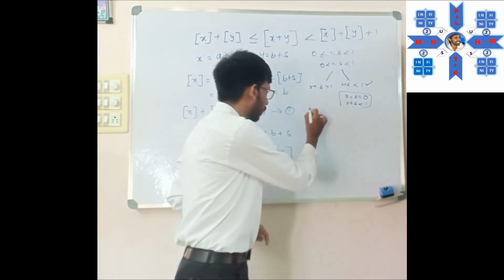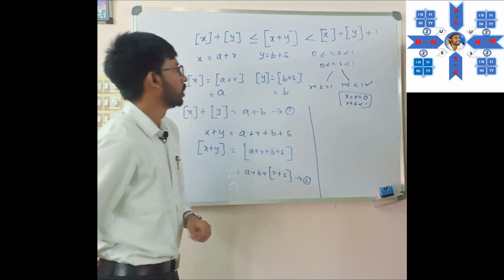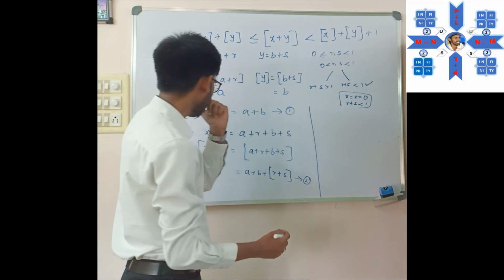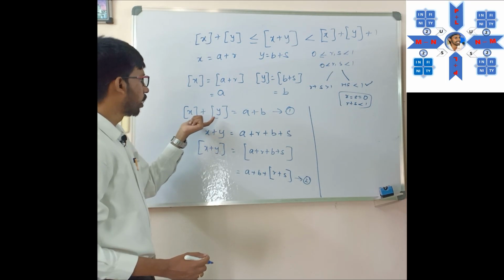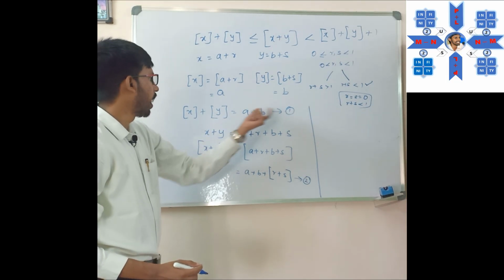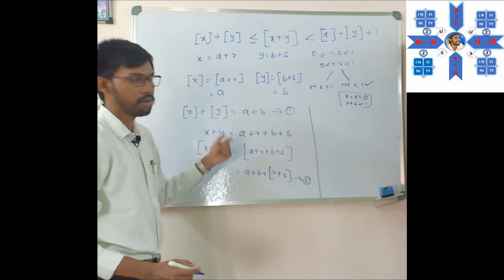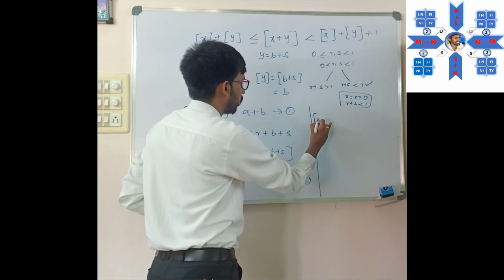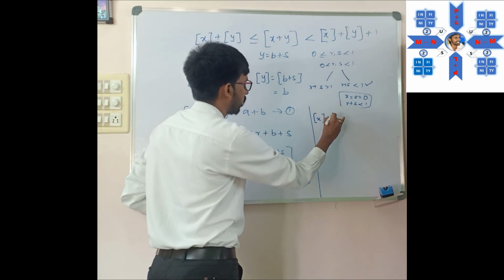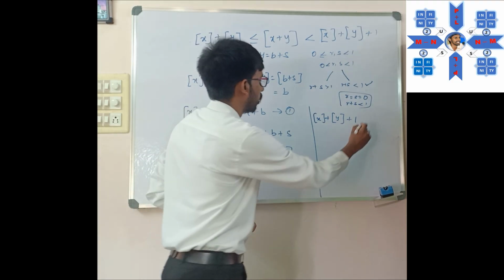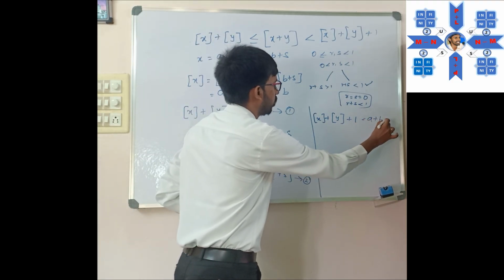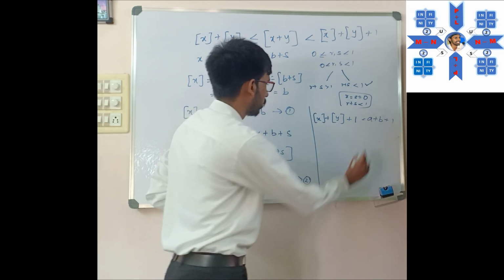Now I am switching over to the third case. I already have equation number 1. I am adding 1 on both sides of equation number 1. So what do I get? The greatest integer function of x plus greatest integer function of y plus 1 is equal to a plus b plus 1. So let this be equation number 3.